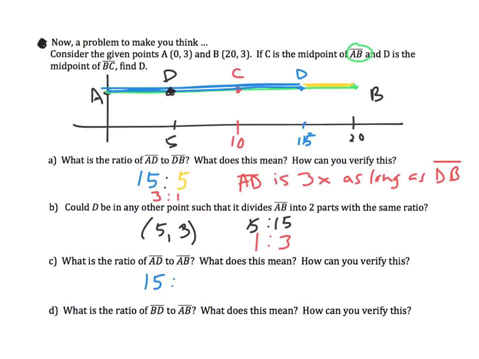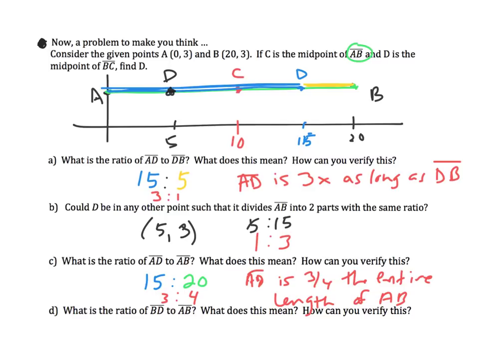AB is the entire thing, and we said that was the first thing I drew in there. That was 20. So my ratio is no longer 3 to 1. My ratio is now a ratio of 3 to 4. What does that mean? Well, that means that AD is 3/4 the entire length of our starting segment AB. So now we're comparing the part to the whole length.